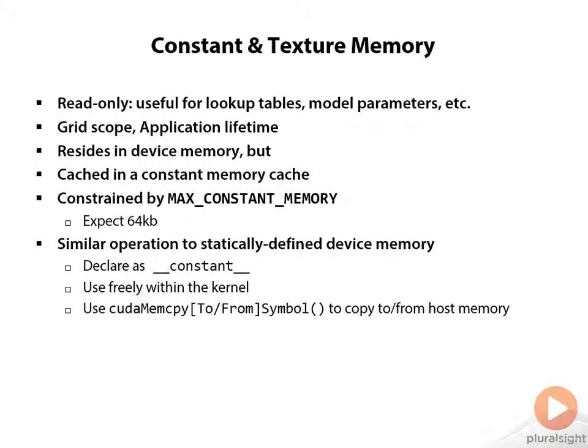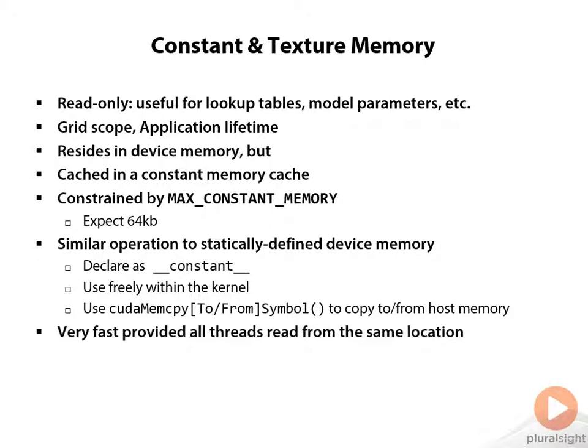And constant memory is fast. It's very fast, and it's optimal when all threads read from the same location. And by the way, constant memory is also something that's used for kernel arguments. When you provide those angle brace parameters to the kernel, constant memory is used for that.